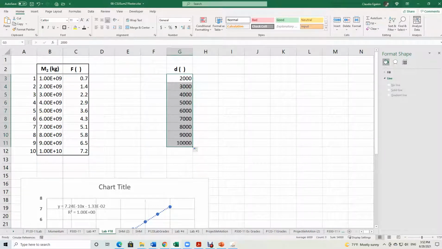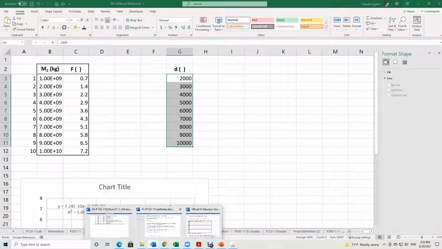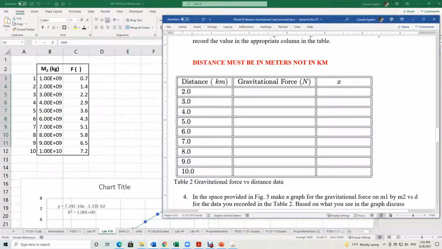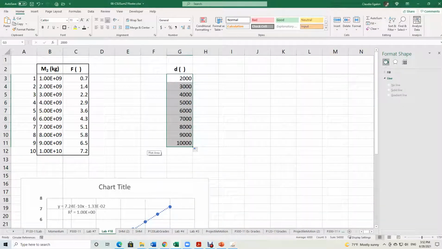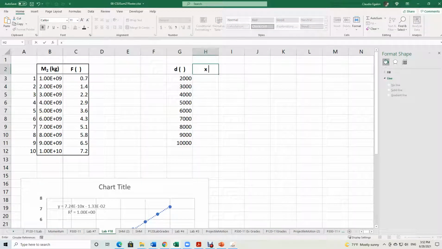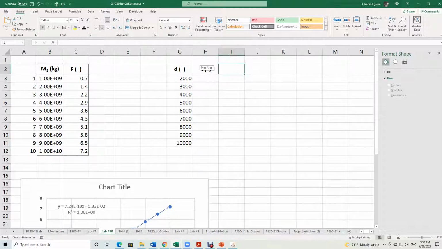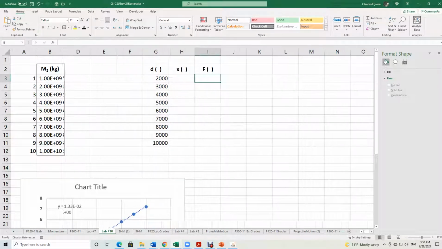Is that right? Yeah, 2, 3, 4, 5, 6, 7, 8, 9, 10. Good. What else? Okay, I'm gonna put an X here. Put the X first. I'm gonna tell you what X is later on. Don't worry about that now. And force. We already measured what this force is.